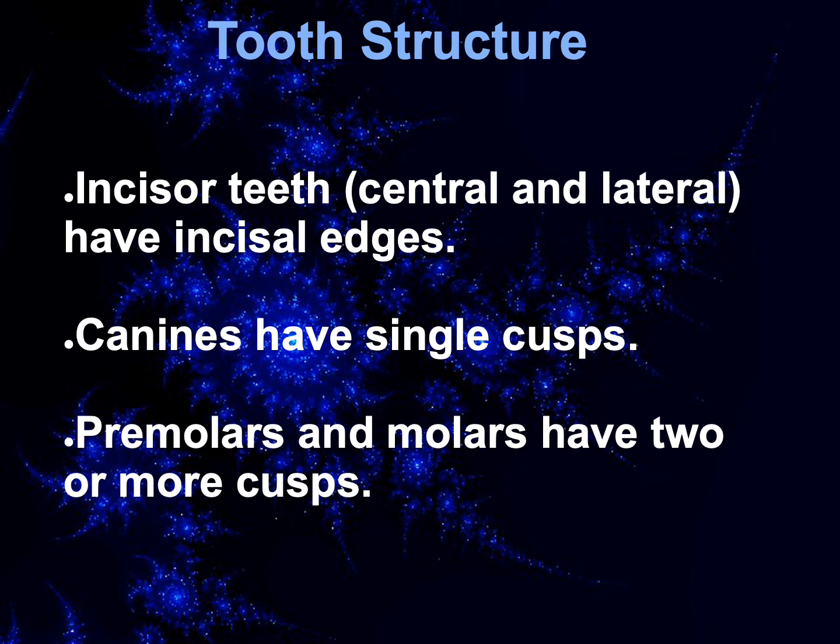So, as I explained in the first lecture, there are different classes of teeth. The incisor teeth, the central and the lateral, have something called the incisal edge. I will show you that in a minute. The canines have single cusps. The premolars and molars have two or more cusps.